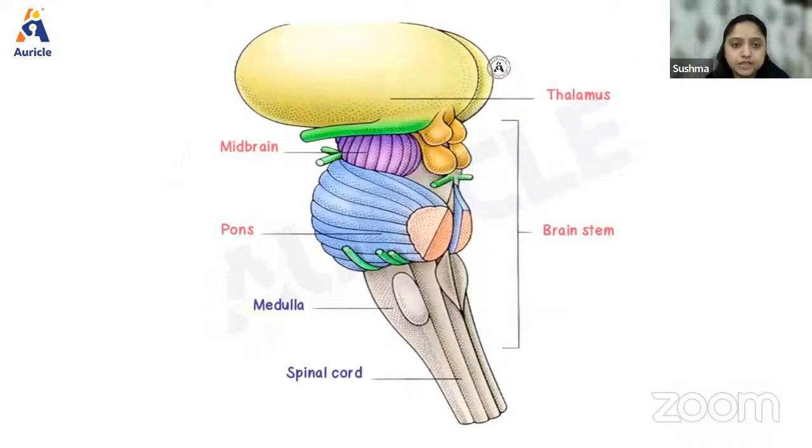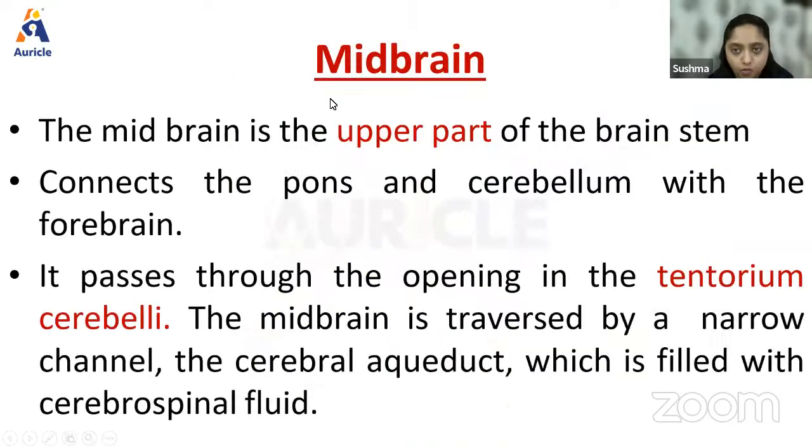Okay. Now this is the structure of midbrain. This is the pons and this is the medulla, and this entire structure is called the brainstem. Okay. Now let us start with midbrain. Let's start first with the midbrain.